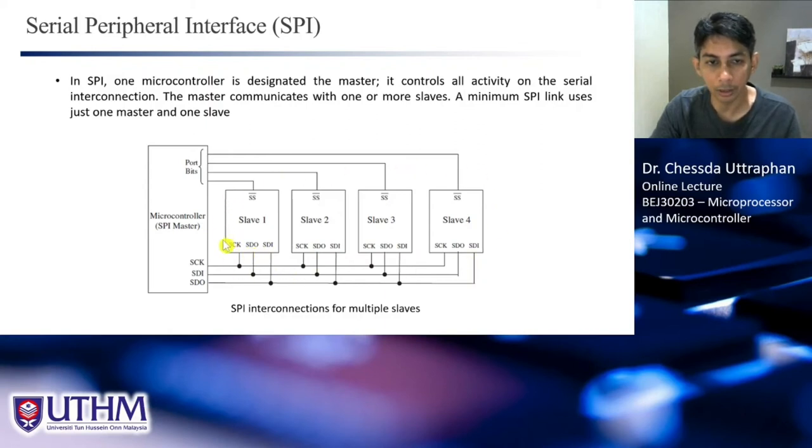Yeah, it depends on what peripheral we want to use. In this case, we can have many slaves, and this is the master, which is the microcontroller. The connection is like this. We have the common clock connected to the clock of all the slaves, the same clock, and also the serial data in. This is to read the data from the slave, and it is connected to the common bus. The serial data out is connected to the same common bus as well, to the serial data in of the slave.